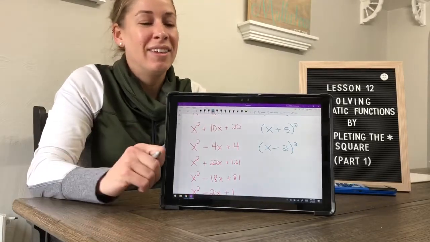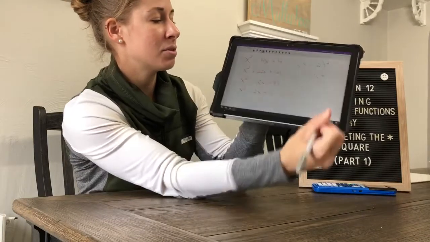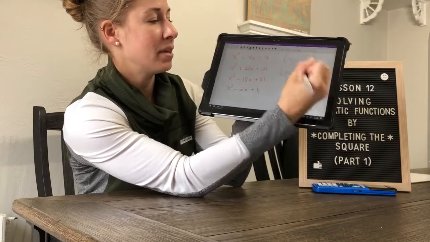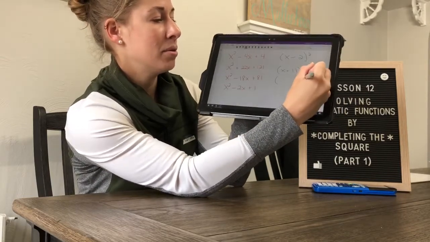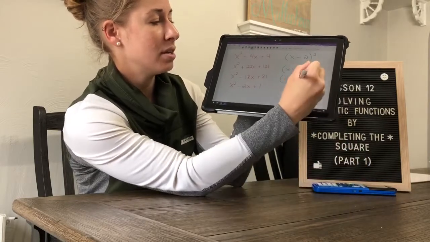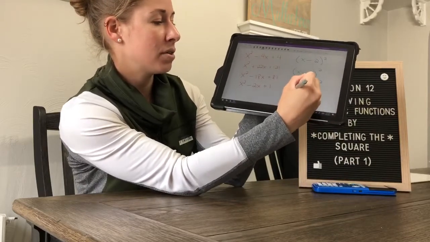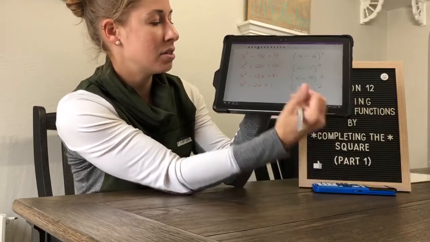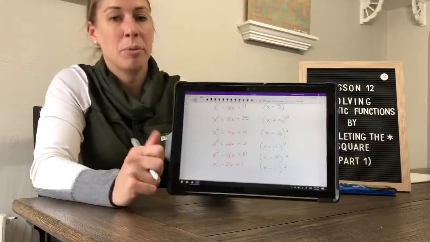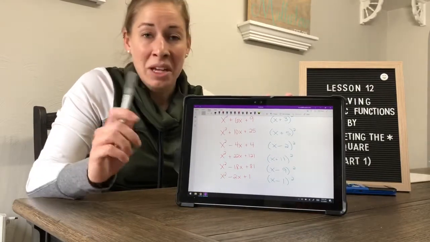So again, this should be coming back to you hopefully. The next one, a bubble squared. Square root of the first term is x. Sign, plus, square root of the last term, 11. Bubble squared. Square root of the first term, x, sign, subtraction, square root of the last term, 9. Bubble squared. Square root of the first term, x, sign, subtraction, square root of the last term, 1. Done. So that was factoring your perfect square trinomials. Hopefully that's coming back to you. If not, go back and watch that lesson.